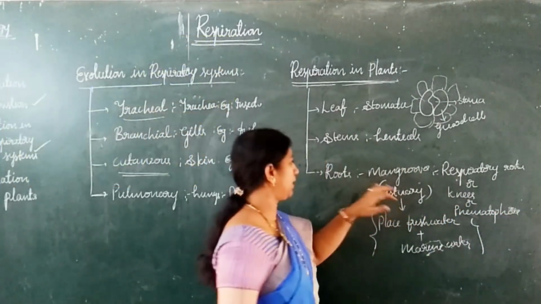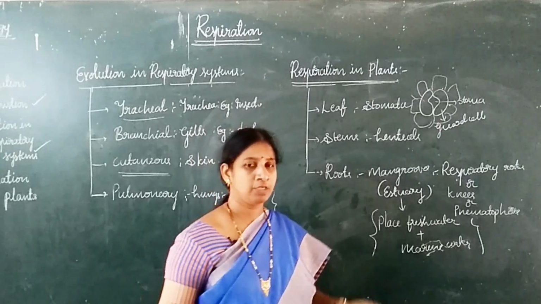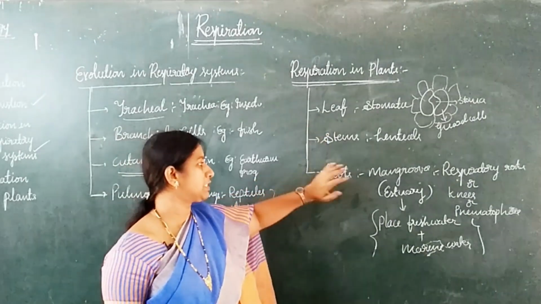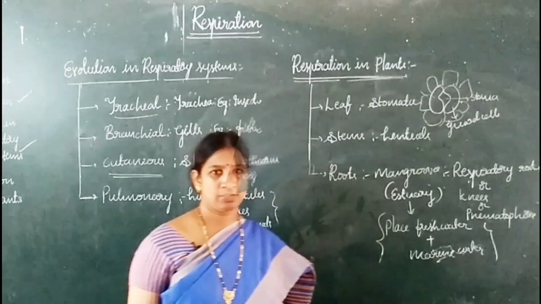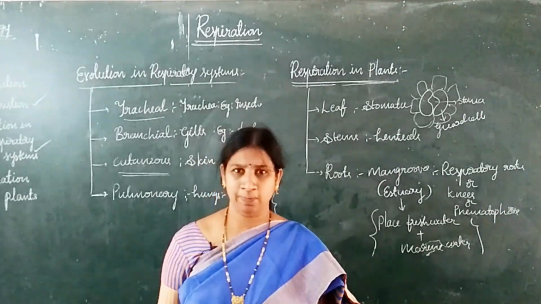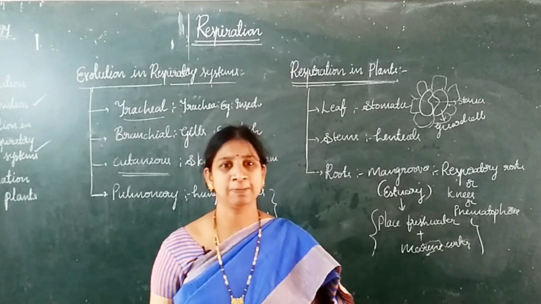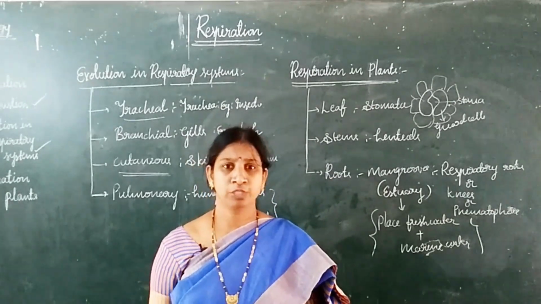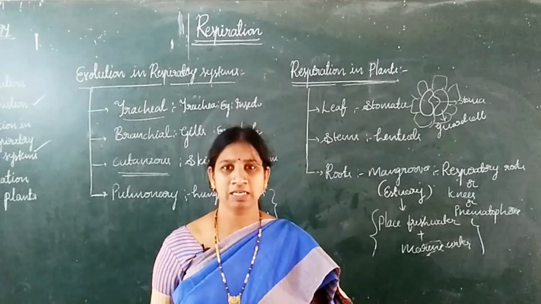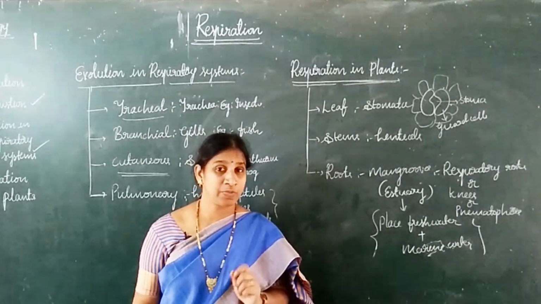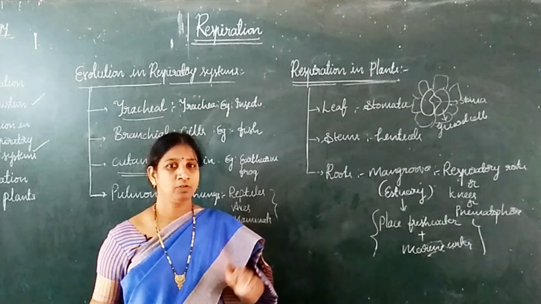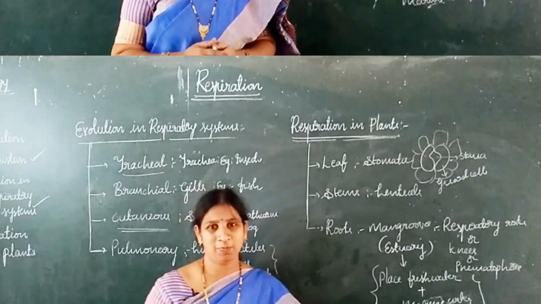So they used to respire through these specialized roots. In these plants, leaves, stems, and roots are useful for the exchange of gases. Especially in some aquatic plants, the plants which grow in seas and oceans, the salt content is very high and even oxygen availability is very low.